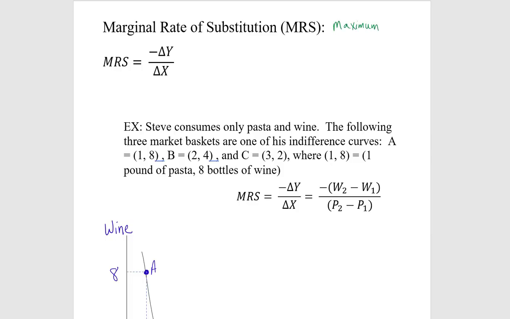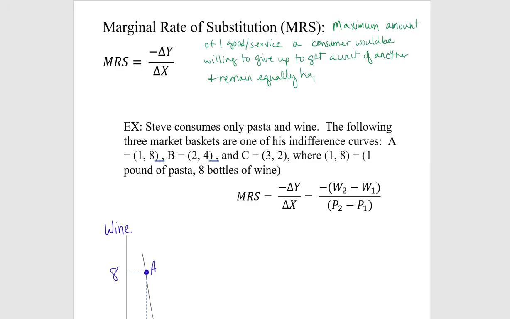To define this in words, the marginal rate of substitution is the maximum amount of one good or service a consumer would be willing to give up to get a unit of another and remain equally happy. In other words, to stay on the same indifference curve. This concept of remaining equally happy is important. It means we're staying on that same indifference curve. The equation for the marginal rate of substitution is the negative of the change in the y variable over the change in the x variable.